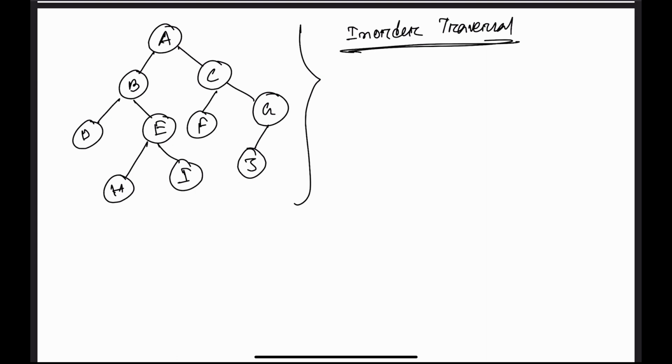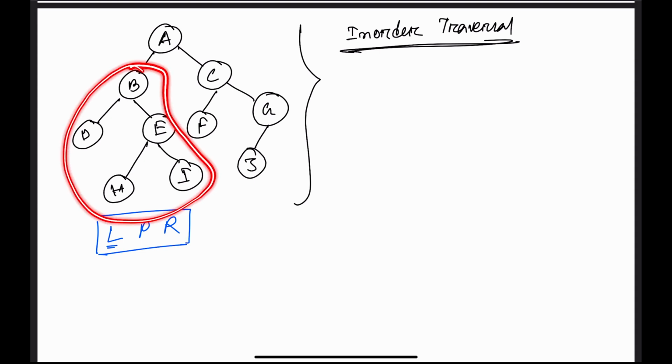Okay, so here the in-order traversal we are going to talk about. In-order traversal. So obviously in order means what? L, P and R. The first which will come is the left. Okay, so here in this left subtree, obviously B is the root, and according to the LPR formula, left would be the first priority. Then obviously D would be printed out.